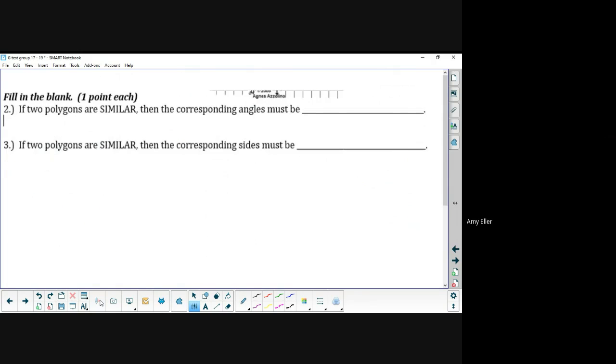Number 2, if 2 polygons are similar, their corresponding angles must be congruent. Angles are the exact same.